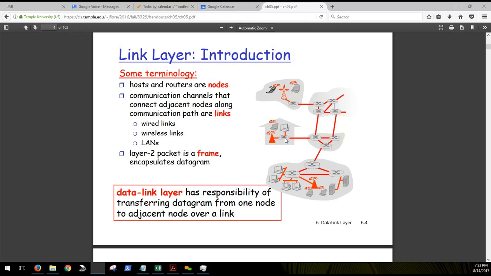And again, remember that a frame is the packet in the link layer. Frame, packet in the link layer.